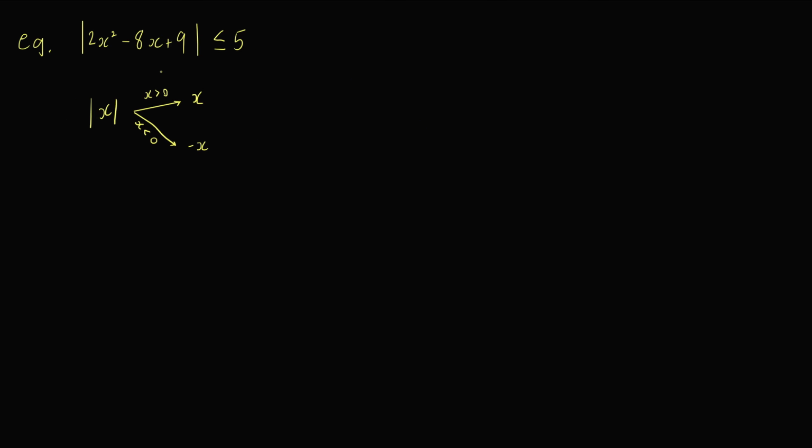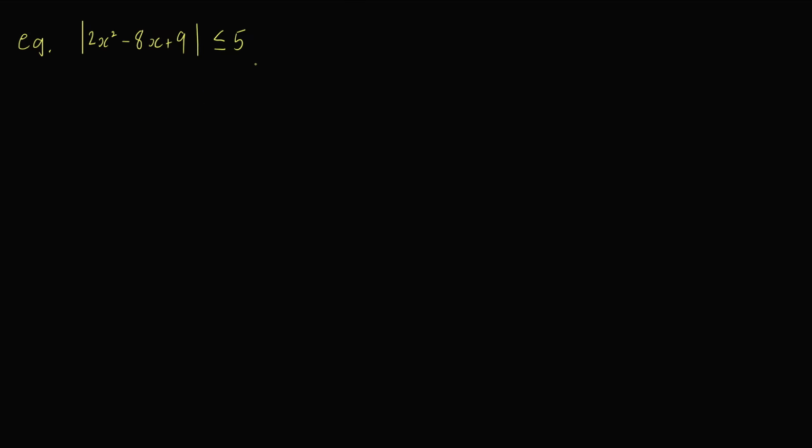Okay, before we take a look at this example over here, let's talk about what an absolute value does. So we have absolute value of x here. When x is greater than 0, it just stays as x. But when x is less than 0, it actually applies a -1 in front of the x. That's what an absolute value does.